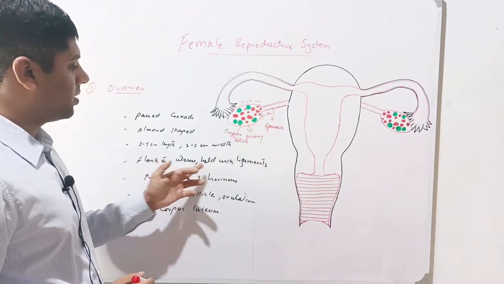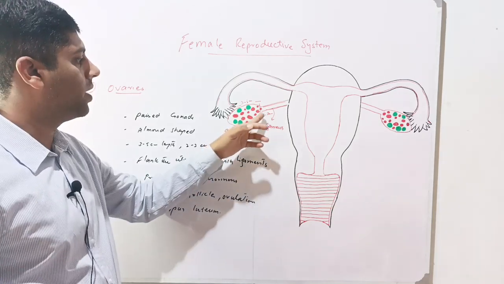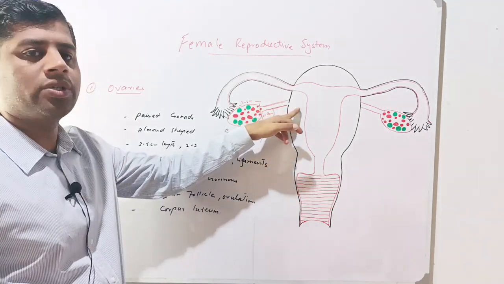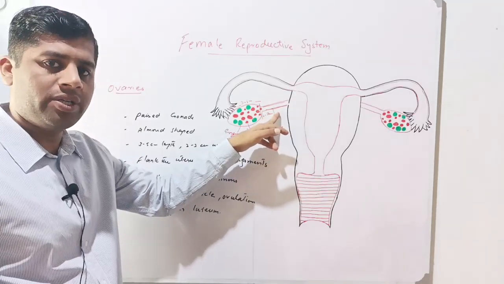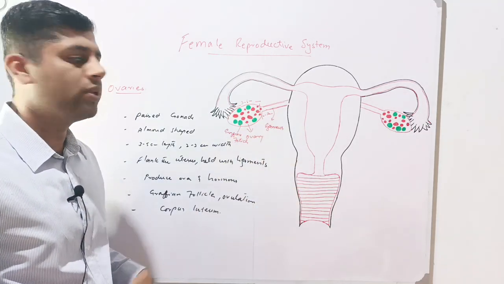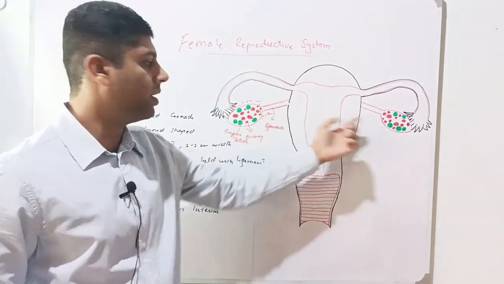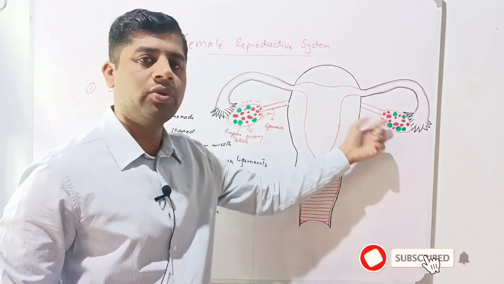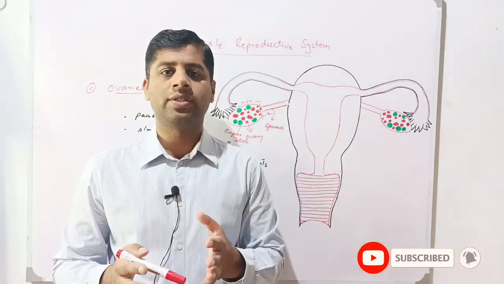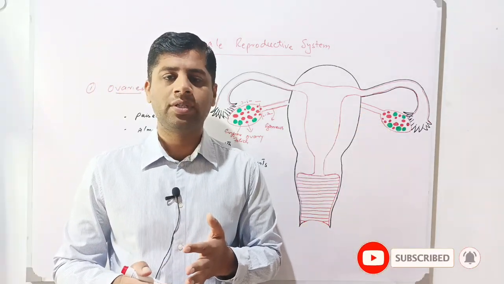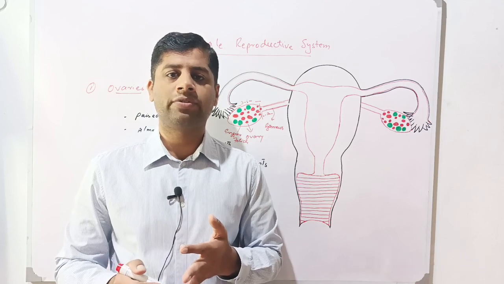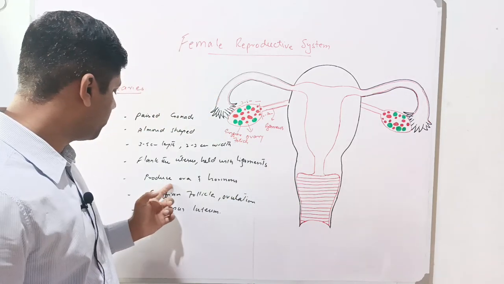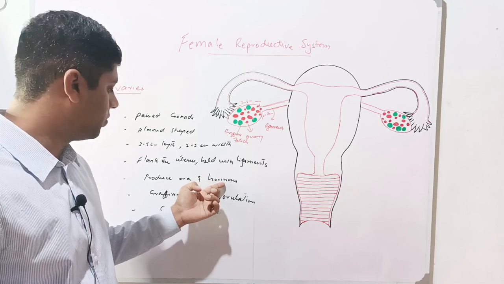Ovaries flank the uterus and are held with the ligaments. As I told you, ovaries are attached to the uterus by ligaments in the peritoneal cavity of the body. These flank the uterus on either side, and on both sides the ovaries are attached to the uterus. Basically, ovaries have two functions. The primary function is ova formation and the secondary function is the formation of hormones. Ovaries produce ova as well as hormones.